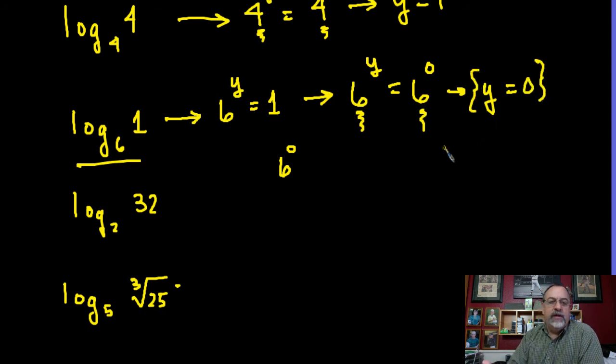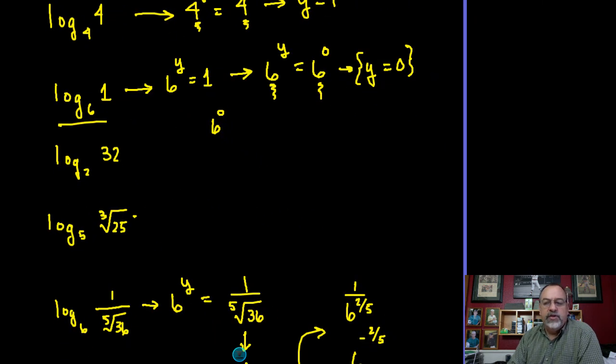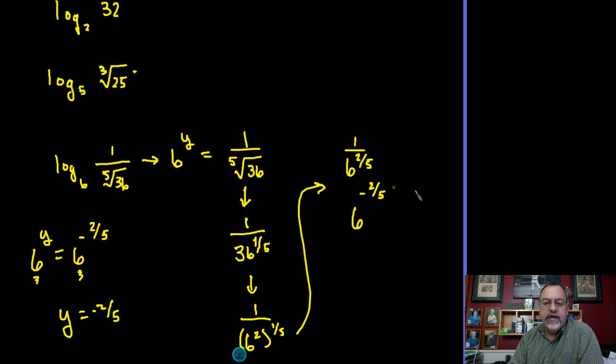So to evaluate logarithmic expressions, again, you change it to its exponential form. And then if the bases are equal, then the exponents must be equal. And you may need to do some algebraic manipulation of these things in order to get the bases equal. But once they're equal, then you can evaluate the logarithm because the exponents will be equal as well.